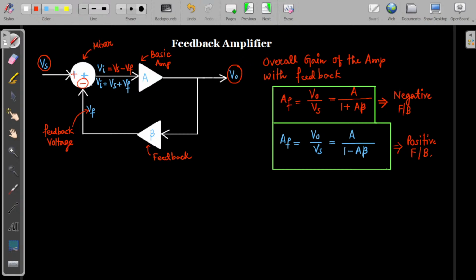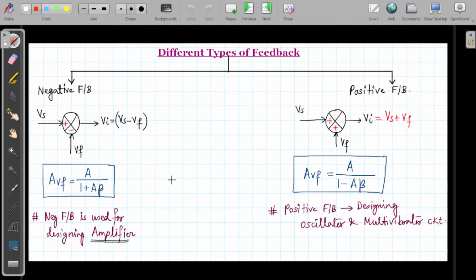So depending on the sign that we are using in the case of feedback, our feedback was of two types. First one was the negative feedback, second one was the positive feedback, and we have already seen that. In the case of negative feedback, we will use minus sign here, so our Vi will be equal to Vs minus Vf, and in the case of positive feedback, we will use positive sign here, so Vi will be equal to Vs plus Vf.